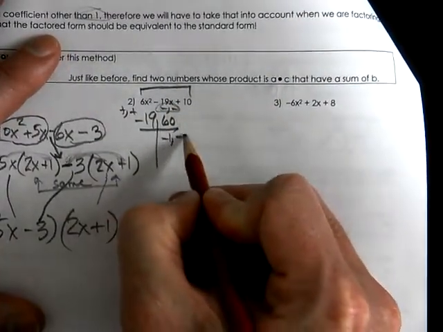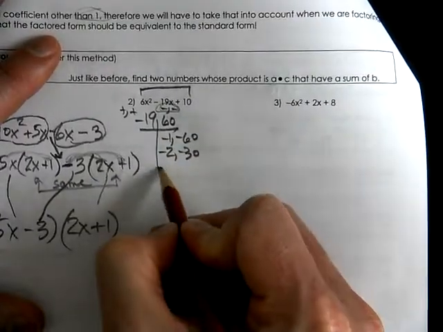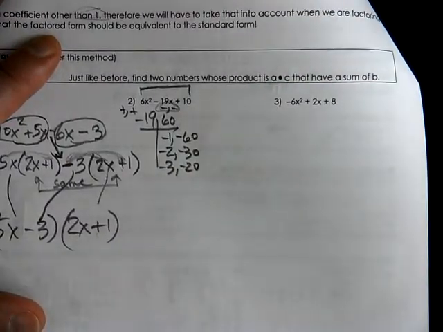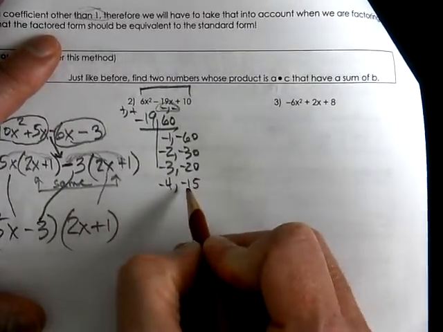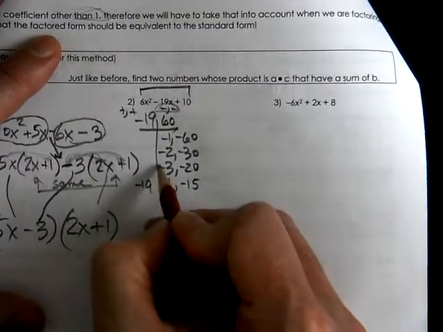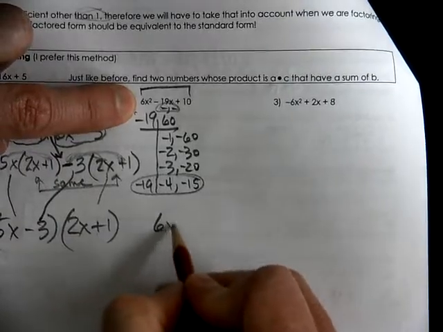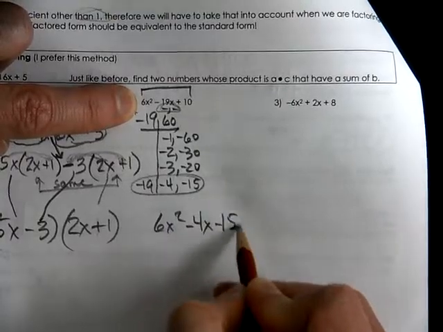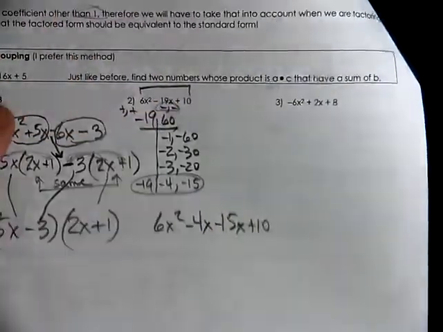So negative 1 and negative 60. Negative 2 and negative 30, negative 3 and negative 20, those are all ways to multiply to be 60. None of those add to be 19. Negative 4 and negative 15, hey, that adds to be negative 19. I did it. So I'm going to start with my 6x squared, bring over my 4x, my negative 15x, and end with my plus 10.